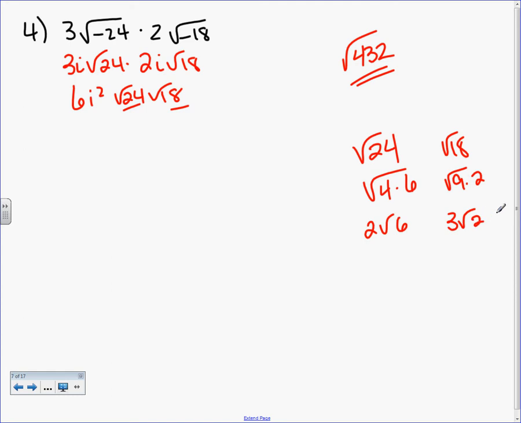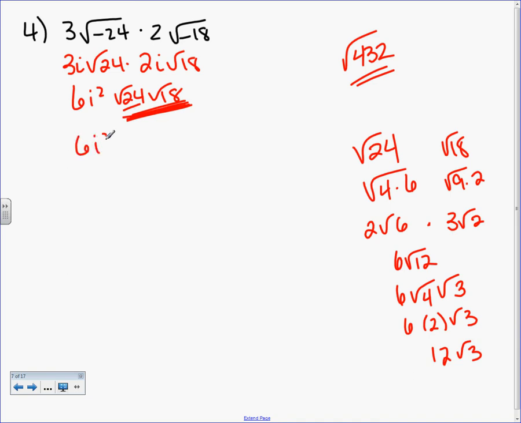You guys understand this is one big multiplication problem, right? So let's go ahead and simplify that. And what's that give me? 6 root 12, right? Can't I break down the square root of 12 again, though? What goes into 12? 4 and 3. The 4 turns into a 2, so I get 12 square root of 3. So this right here turned into 12 square root of 3.